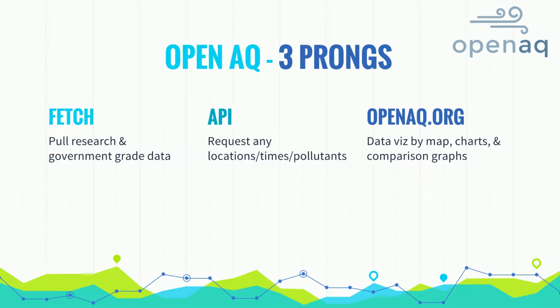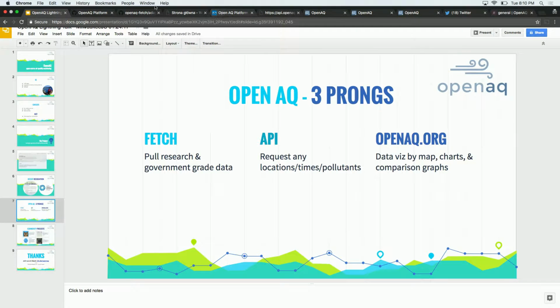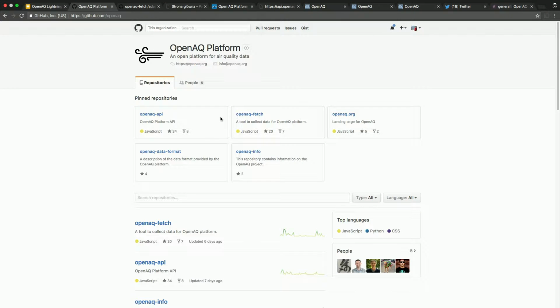And that's something they just developed recently, actually doing some of their own data visualization. So we're going to look at each of those things a little bit. So the first is fetch. This is the GitHub for OpenAQ, and these are the 3 main ones: the fetch, API and OpenAQ.org.